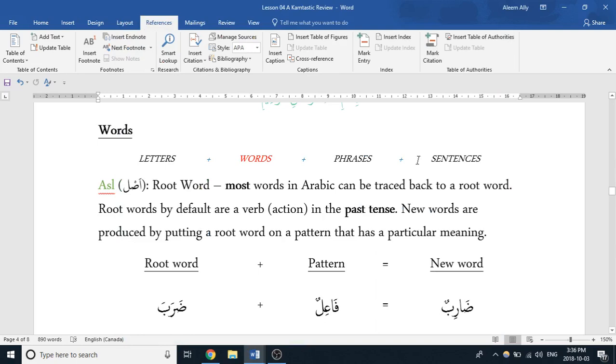So now we're going to continue on with our roadmap. Remember we said we'd start off with letters, then we would use those letters to compose words, then from those words we could begin to make incomplete sentences, and then moving on from there we could make complete sentences. So now we're going to focus on words.